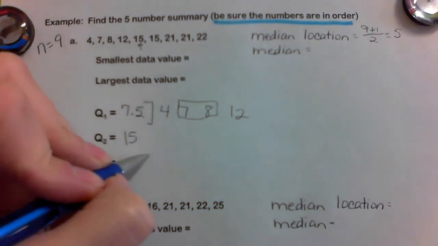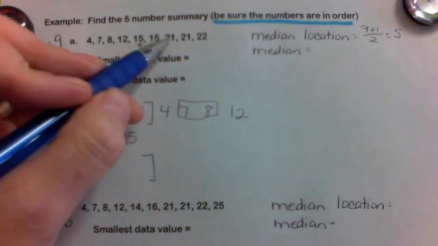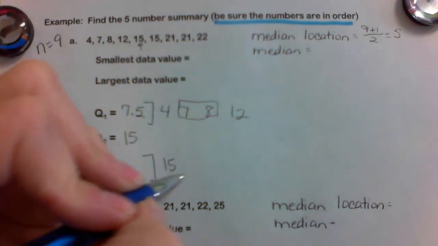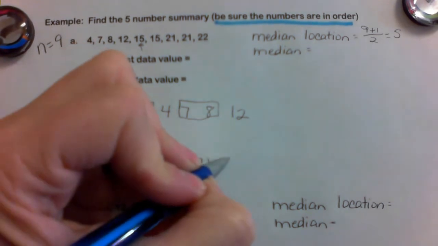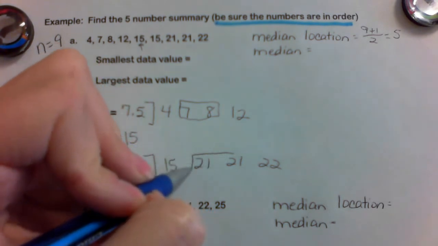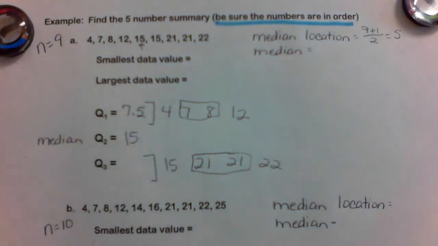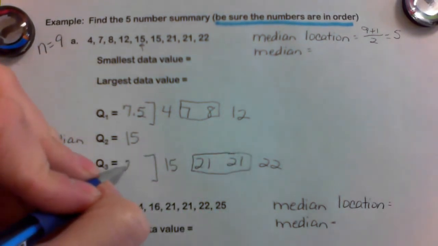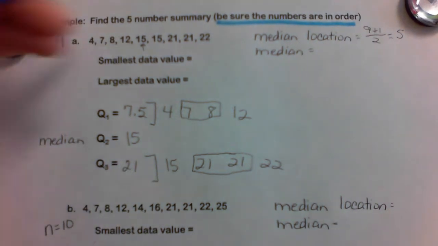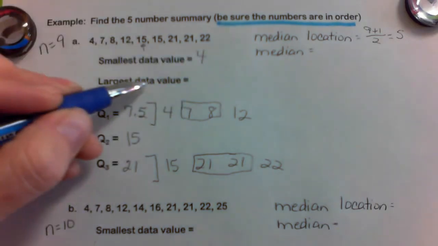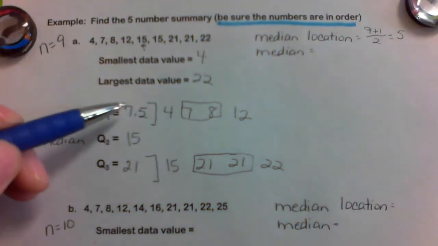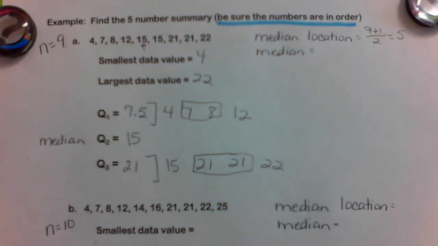To find quartile 3, I take all the numbers that fall above quartile 2, which is another 15, 21, 21, 22, and I find that median, which would be adding these two numbers up and dividing by 2, which would give you 21. Now, my smallest data value is the 4. My largest data value is the 22. So 1, 2, 3, 4, 5 is my 5-number summary.